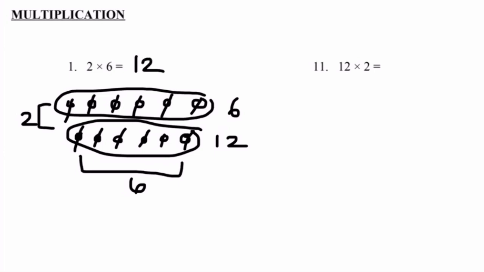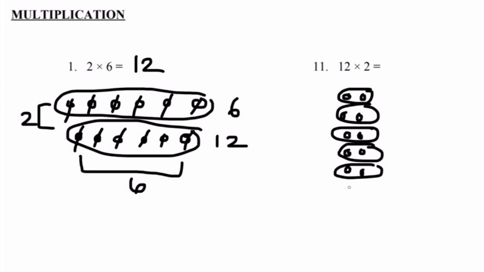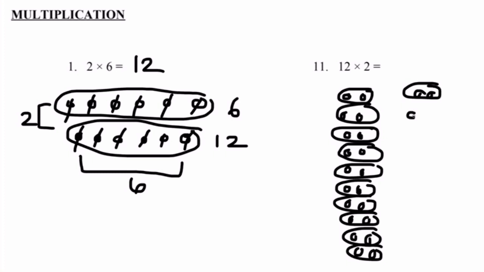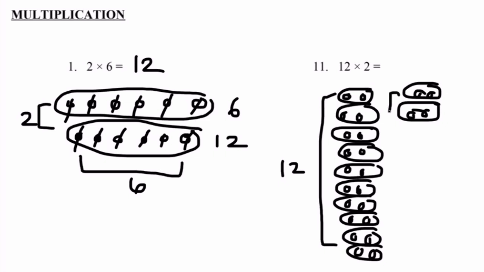Number 11, 12 times 2. 12 times 2 can also be referred as 12 groups of 2. Let's draw it out. We finally have 12 groups of 2 circles each. Now let's add it all together to find our final answer.